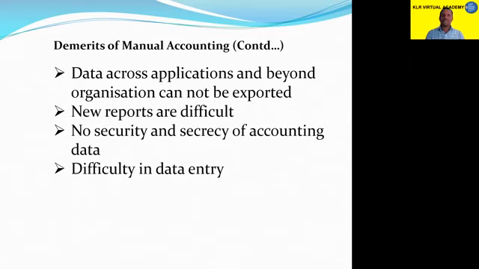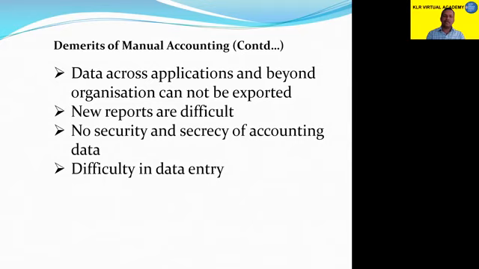Next one: no security and secrecy of accounting data. Preventing unauthorized access to our books is called security and secrecy. In a manual accounting system, there is no such facility. Books may be tampered with, and teeming and lading may be done by your accountants or other people who are interested in exploiting you. In a computerized accounting system, we have security mechanisms like password mechanisms, access control mechanisms, and backup mechanisms. Many kinds of security mechanisms you can see in computerized accounting, but in manual accounting you will find none.